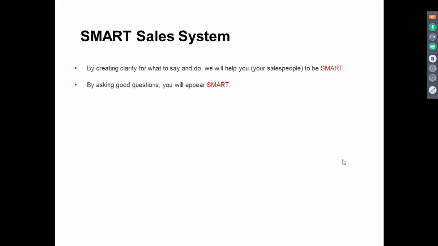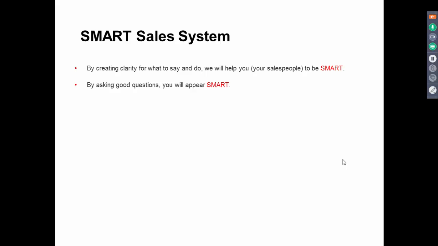We're going to help you ask good questions, because part of teaching you what to say is asking good questions. The best salesperson is the one that asks the best questions, and we're going to teach you how to ask the best questions. By asking good questions, not only are you going to be smart, you're going to appear smart.